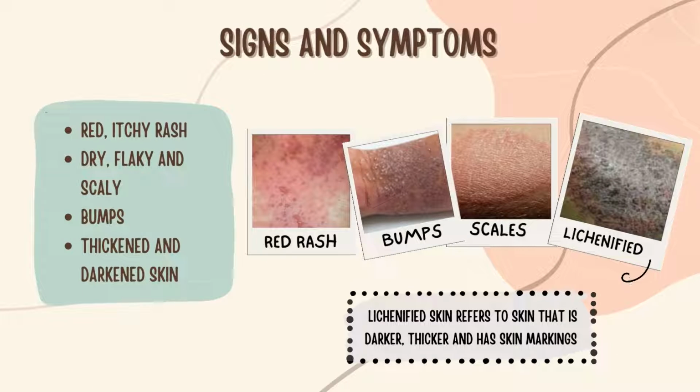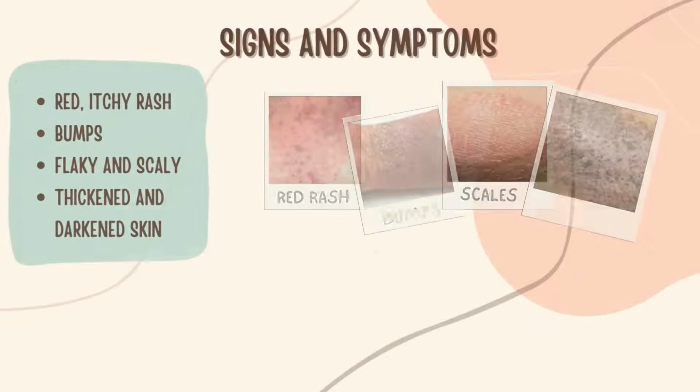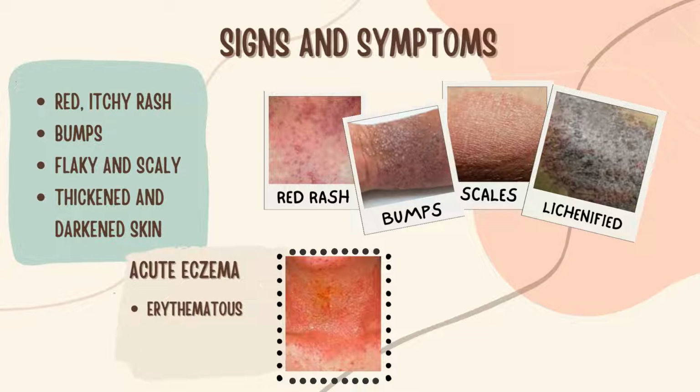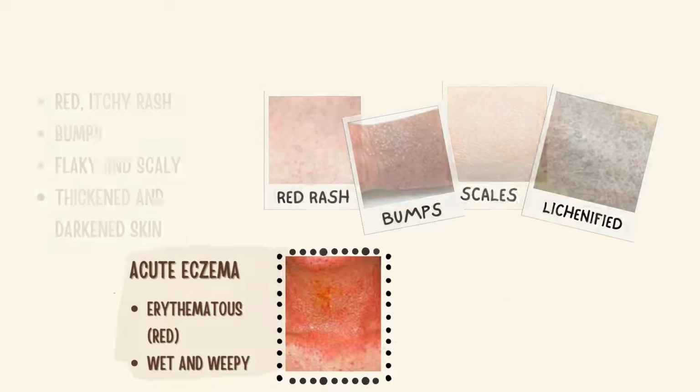Signs and symptoms of atopic dermatitis. Atopic dermatitis often causes a red, itchy rash that appears dry, flaky, and scaly. It commonly occurs where the skin creases, such as the elbow creases, behind the knees, and near the neck. The scalp, face, and body might also be affected. The affected areas of the skin may develop small bumps and may become darker and thickened, commonly in chronic eczema. In acute eczema, the skin is usually erythematous, wet, and weepy.